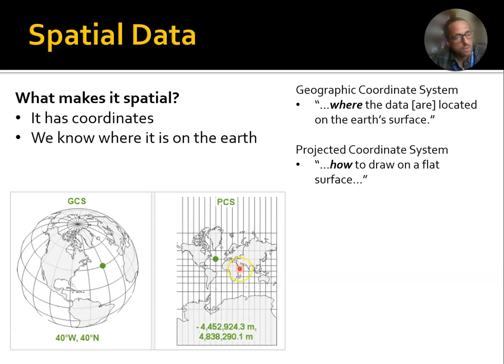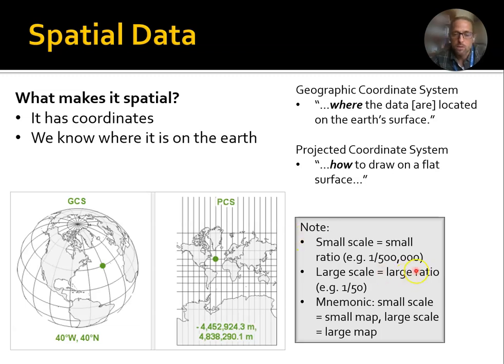There are different projected systems for different purposes, and we'll talk about that later. But just to give you a sense, when you represent something that's on a spherical surface on a flat screen, you have to make some sacrifices. You can't perfectly do it, and that's what a projected coordinate system does.